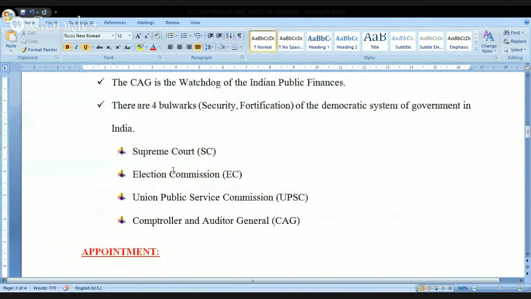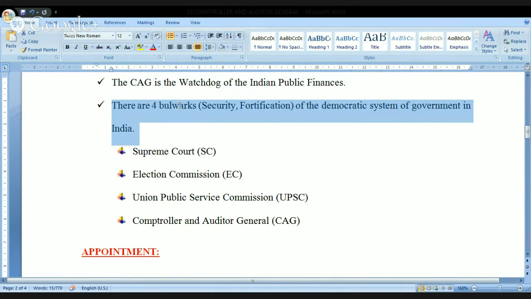Look at this. CAG is also considered to be the watchdog of the Indian public finances, meaning he is the guardian, he is protecting the Indian public finances. Look at this. There are four bulwarks, that is nothing but security or fortification for the democratic system of government in India.